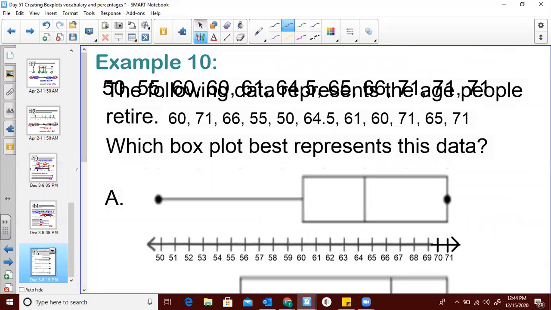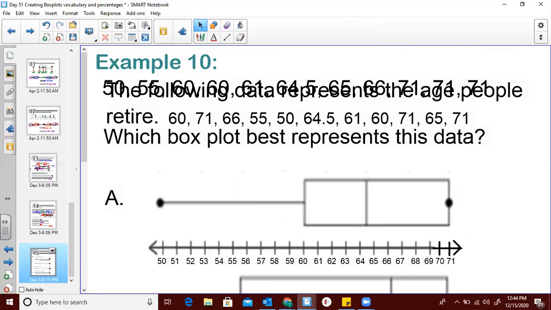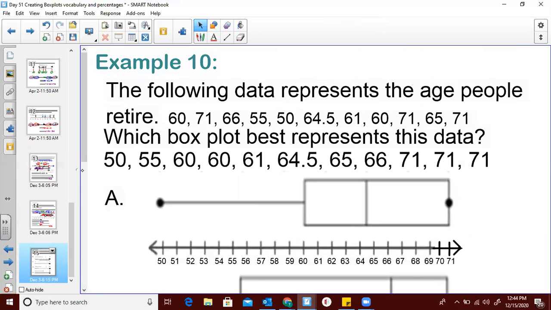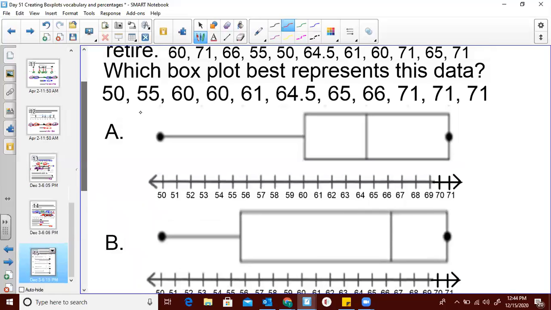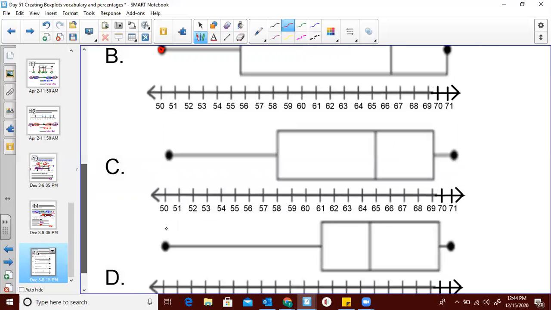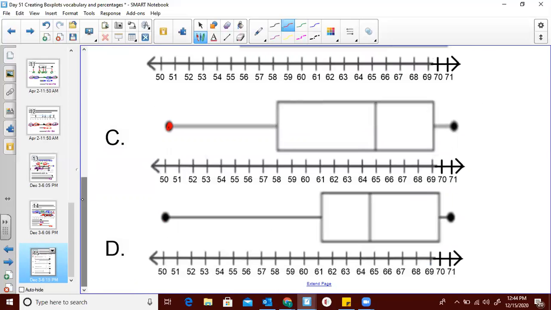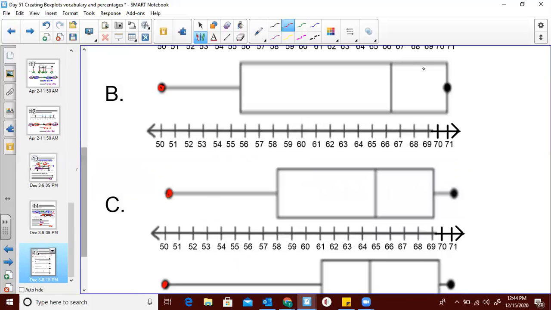I have already put this data in order for us. And what I want to look at is, let's just start off with our lower extreme, which is 50. So let's see, do all of these start off at 50? 50, 50. So far they do. All right, so let's go with our upper extreme, which is 71. Do they all end at 71? And unfortunately for us, it looks like they do.